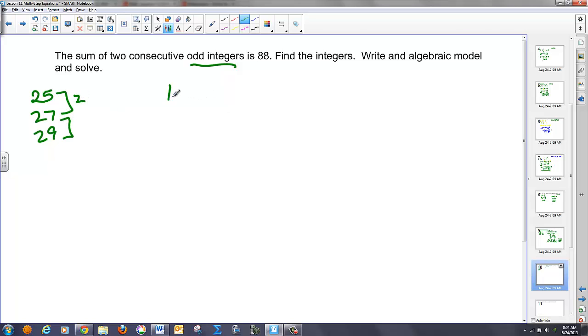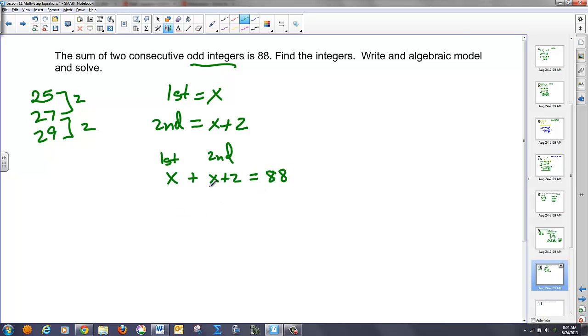So my first, I always use as x. My second is going to be, instead of 1 away, it's going to be 2 away. So it's x plus 2 away. And it says the sum of 2 consecutive odds. So I add the first to the second and get 88. In this case, I have 2x plus 2 equals 88.